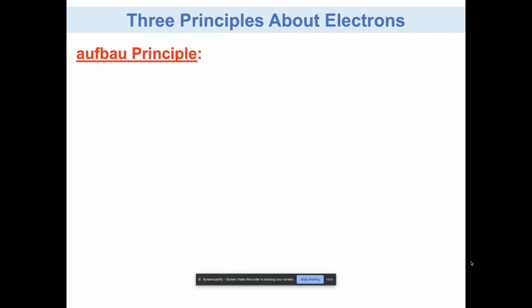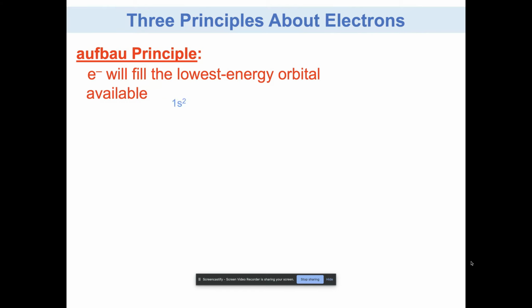Now, as we fill in, we need to abide by a couple of principles. There's 3. We're only going to worry about 2 of them. Aufbau says that electrons are going to fill into the lowest energy orbital available. Now remember, an s can only hold 2. So if that s is full, it needs to move to the next available lowest energy orbital. And so you will get a feel for this. Again, this is utilizing the periodic table to get your fill order.